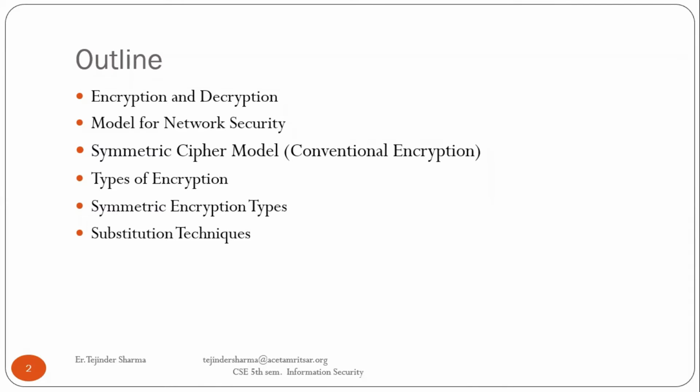In this session, we will learn about what is encryption and decryption. We will also define the model for the network security, and we will go through the symmetric cipher model, which is used in conventional encryption. Although it is obsolete nowadays, we must still know the symmetric cipher model before using the asymmetric techniques. Then we will learn about the types of encryption, then symmetric encryption types, and the various substitution techniques of symmetric encryption.